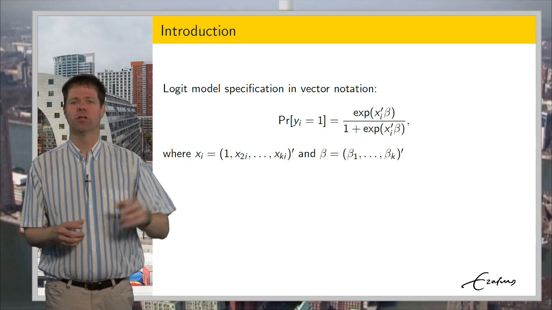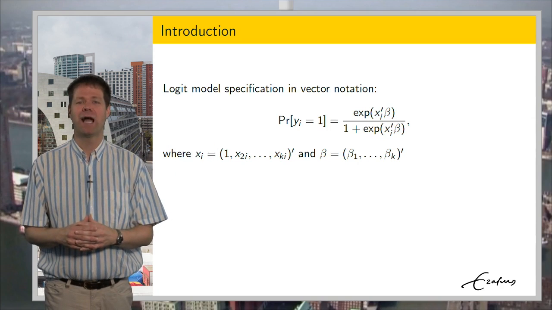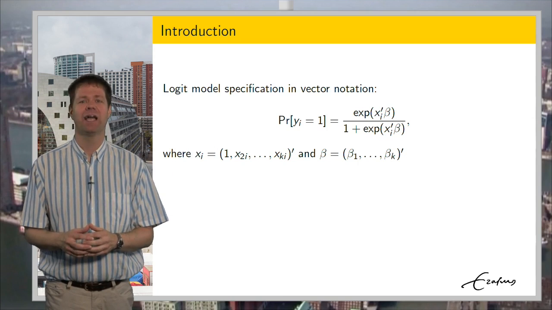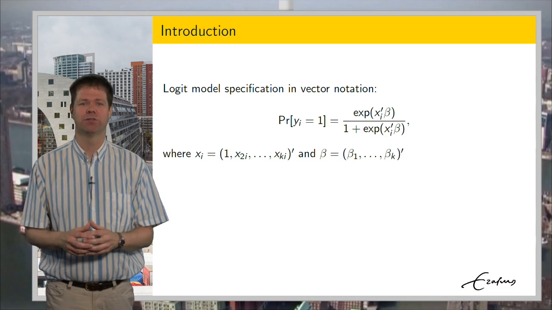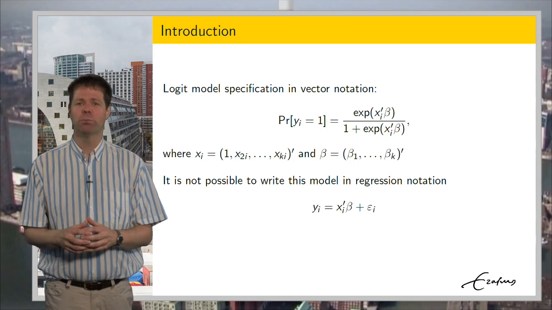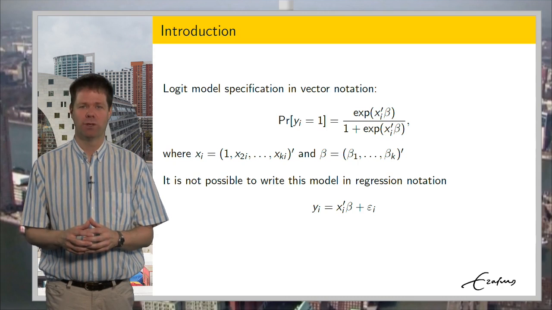The slide shows the logit formula for the probability that yi equals 1. I now use vector notation. xi is a k-dimensional vector of the k explanatory variables, including the constant term, and beta is a k-dimensional vector of unknown parameters. The logit model provides the probability that yi equals 1.